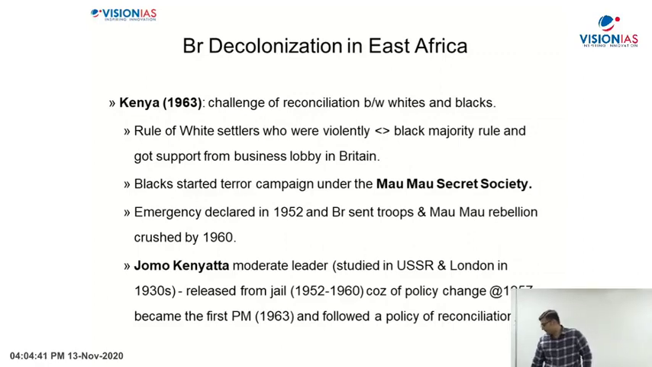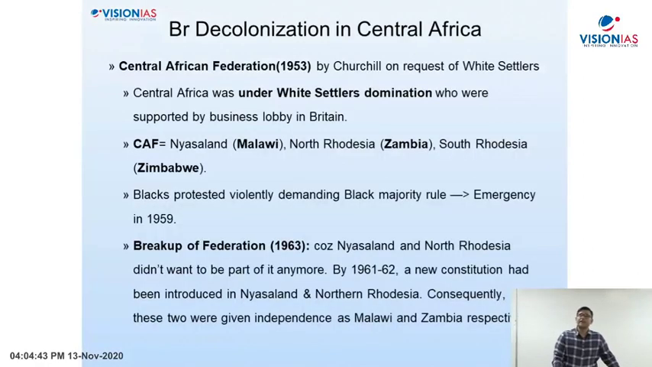ठीक है, simple. Central Africa, यहां पे आ जाता है your Zimbabwe, that is your North Rhodesia, South Rhodesia and Nyasaland. ठीक है, ये तीन आ जाते हैं. So therefore, first of all here, they try to delay independence by trying to form a federation of these three colonies. ठीक है, वो fail हो जाता है. Anyways, ultimately क्या होता है, in the case of Malawi and Zambia, that is Nyasaland and North Rhodesia, there is no problem. Black majority rule is brought in.